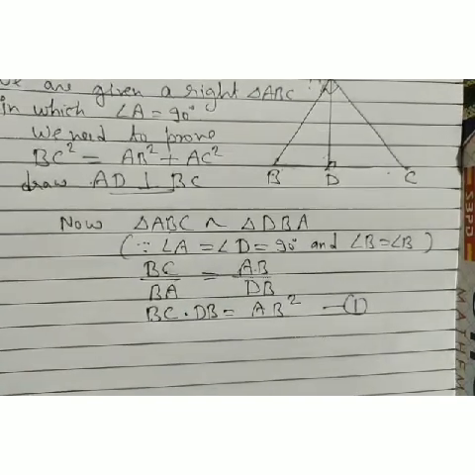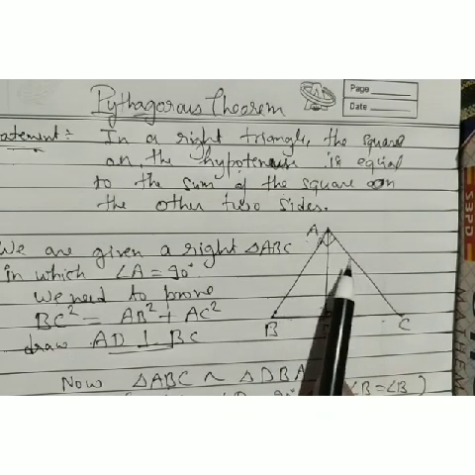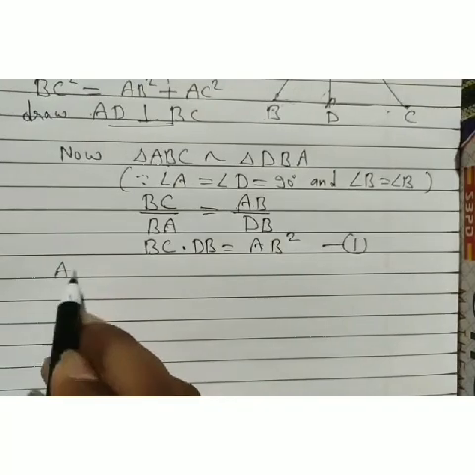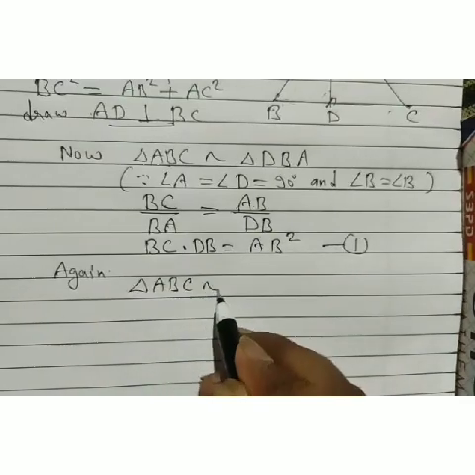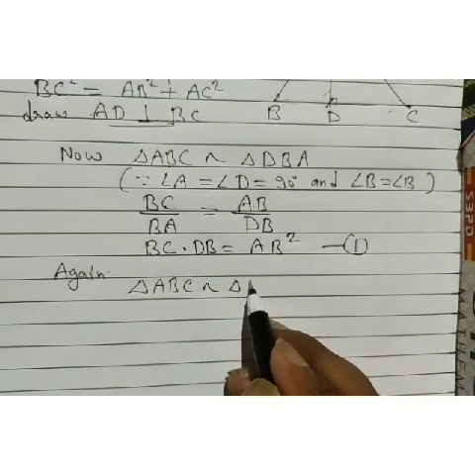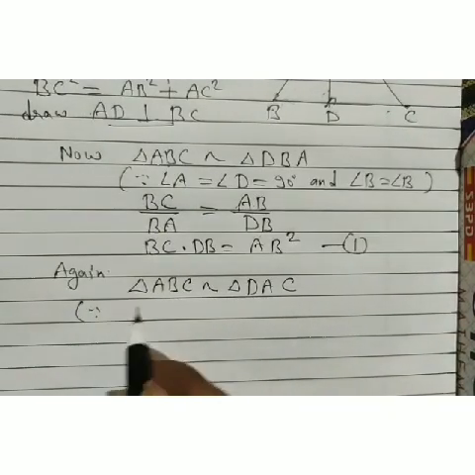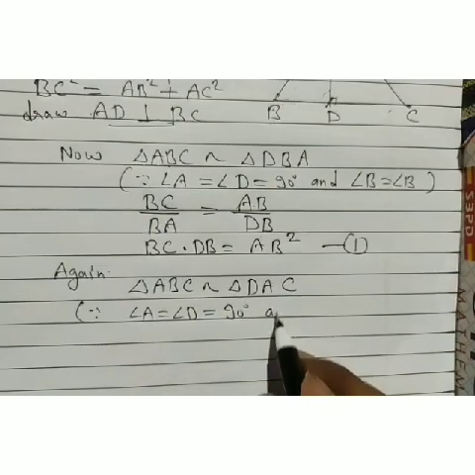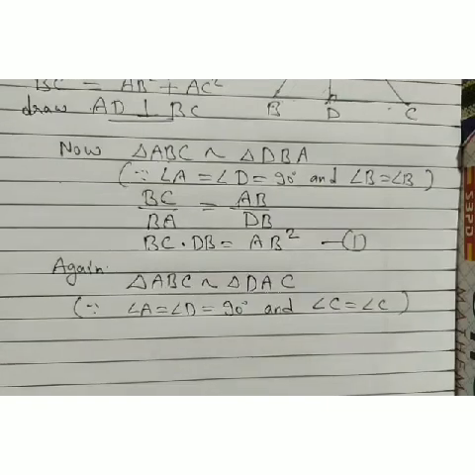Now what we do? First of all, we took the whole triangle ABC and our first triangle DBA. Now we are going to show our triangle ABC is similar to our triangle DAC. Again, we take triangle ABC. Now how are these similar? Since angle A is equal to angle D, both are 90 degrees, and angle C is equal to angle C, common there. By angle criteria, the triangles are similar.